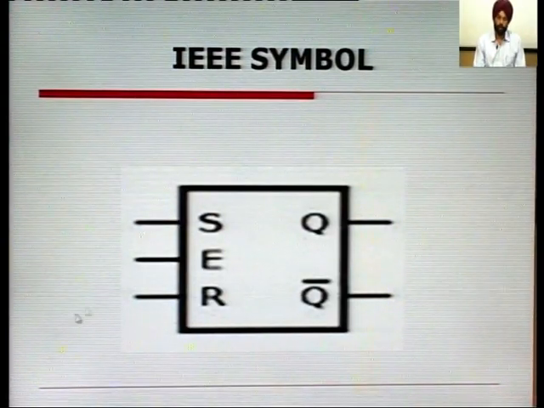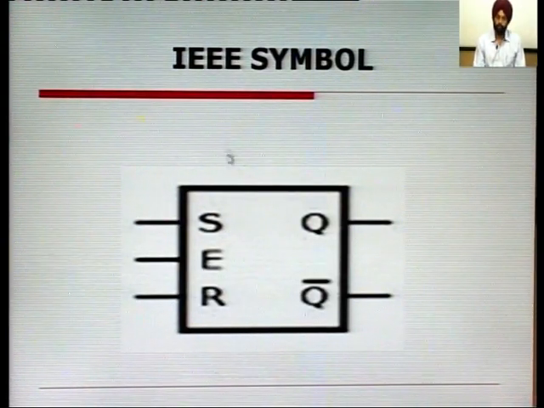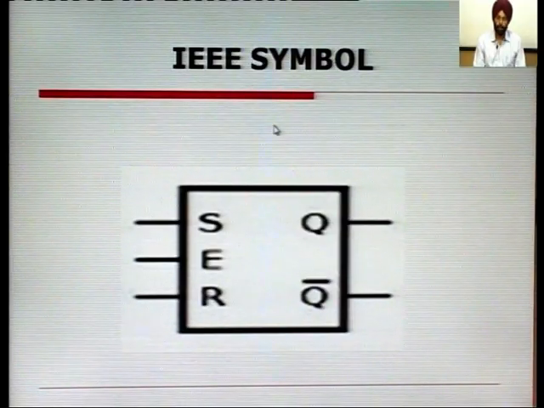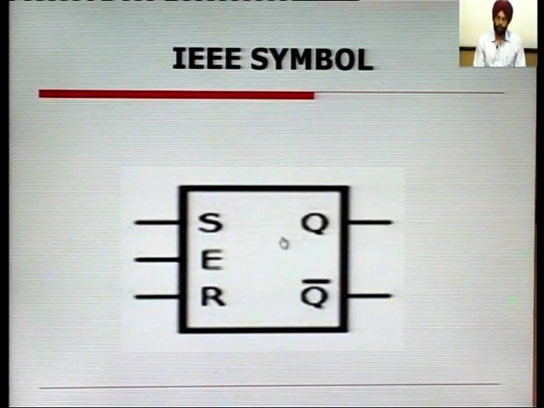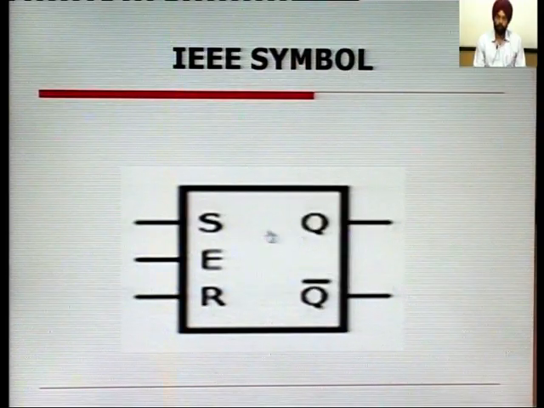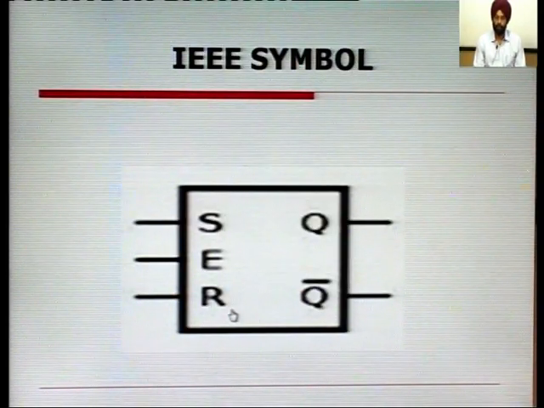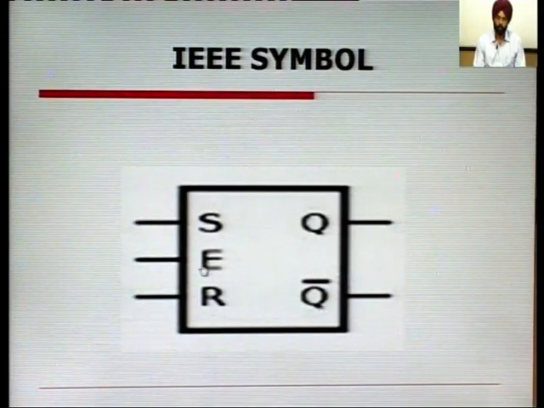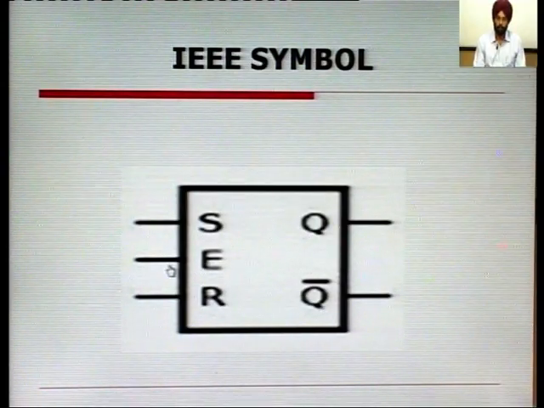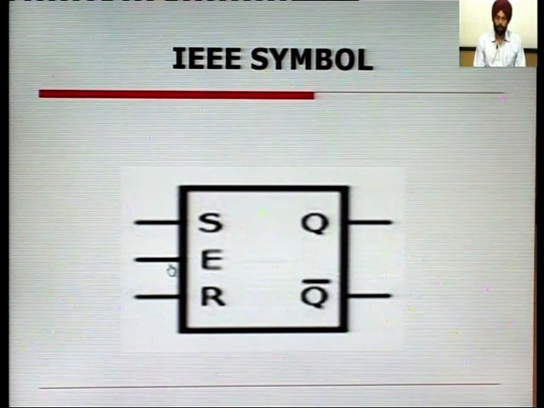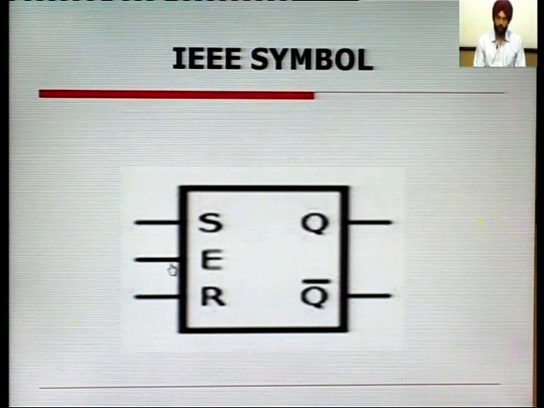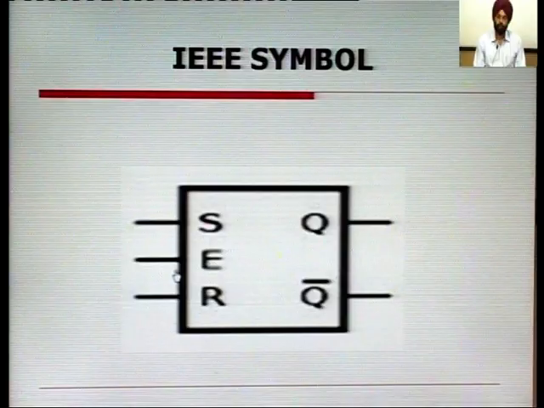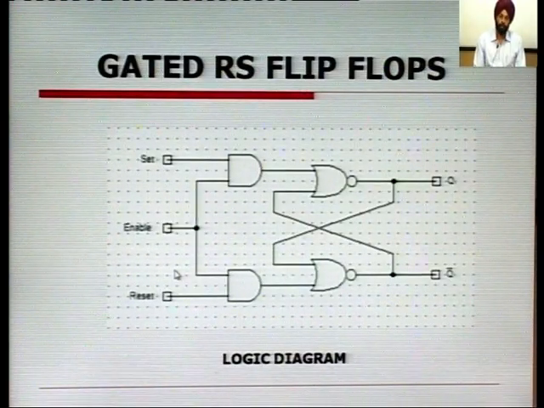So, in this slide we have shown the IEEE symbol of an enabled flip flop, in which we have S input, R input, Q output and Q bar output, and one additional input is added to the circuit, that is the enable input.